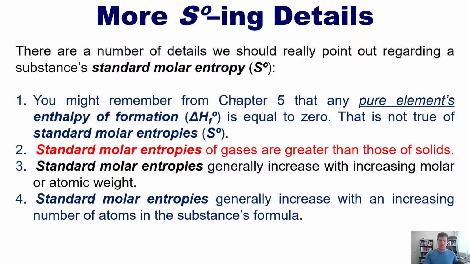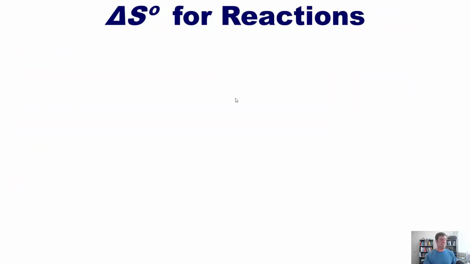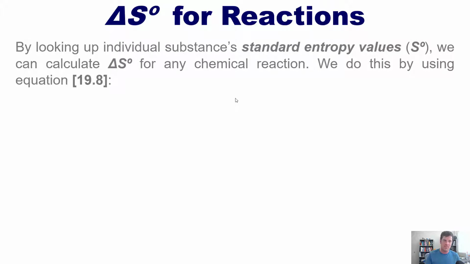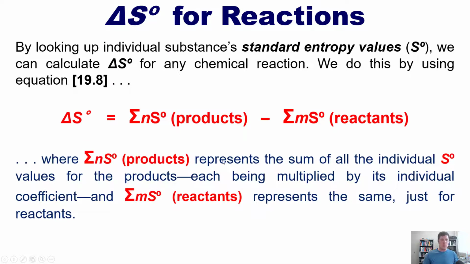That hopefully lays the groundwork for this problem, which I discussed in an earlier video, and whose answer you can see in the link that's floating over my head or somewhere in the description below. Let's now move on. How in the world do we calculate the change in entropy in our standard condition for reactions? Well, by looking up individual substances' standard entropy values, or S0s, we can calculate the delta S0 for any chemical reaction by using the equation shown here, where this term for products represents the sum of all of the individual S0 values for the products, each one being multiplied by its individual coefficient, and this term for reactants represents the same, just for reactants.